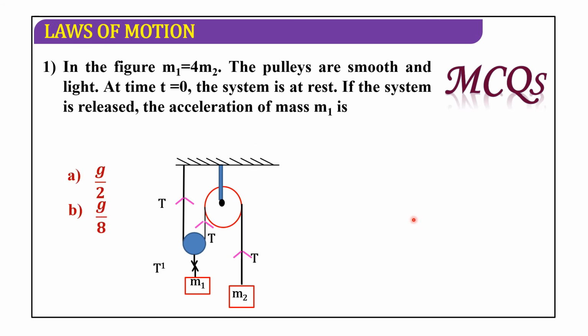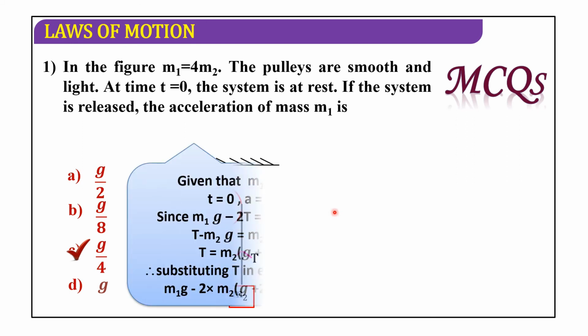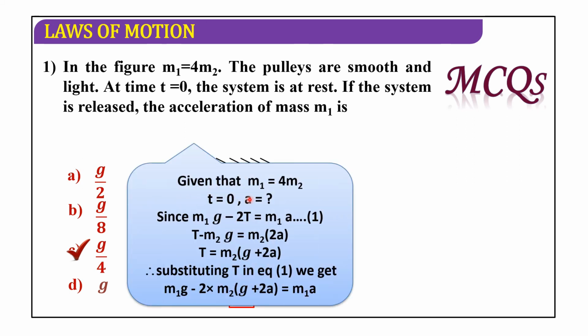The options are: first option is g by 2, and g by 8, g by 4, g. Here the acceleration of the mass m1 is g by 4. Let us discuss. Given that m1 is equal to 4 m2, t is equal to 0, a we have to find out.